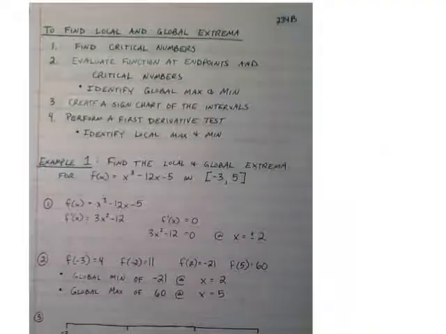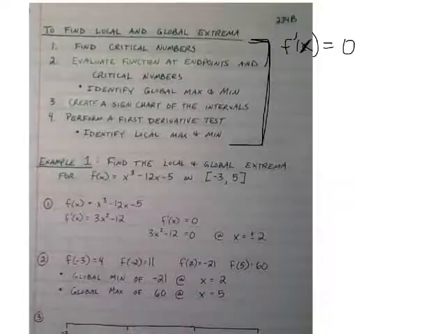So on page 234b, I kind of outlined a 4-step process for finding your global and local extrema. And the first step is to find your critical numbers, which means what you're trying to do is find when f prime of x is equal to 0. Then what you do in step 2 is evaluate the function at the endpoints and at critical numbers. So you have endpoints A and B, and maybe you have critical numbers 1, 2, and 3.